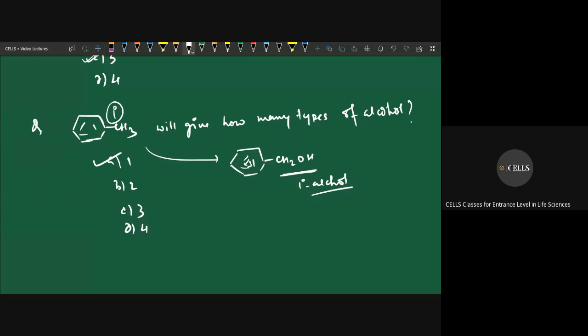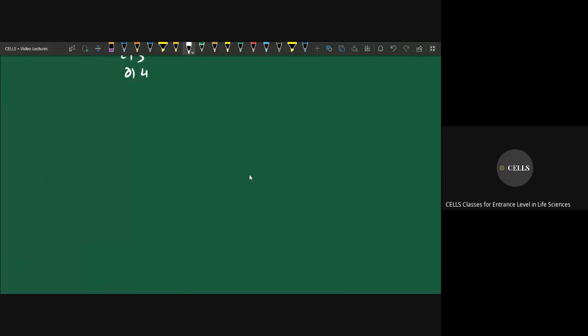So now let's move on to the next section. First of all, we will discuss all the functional groups. So now our topic will be the functional groups.